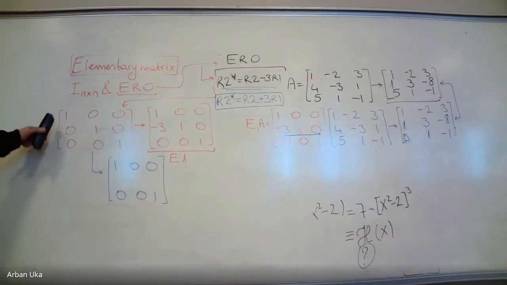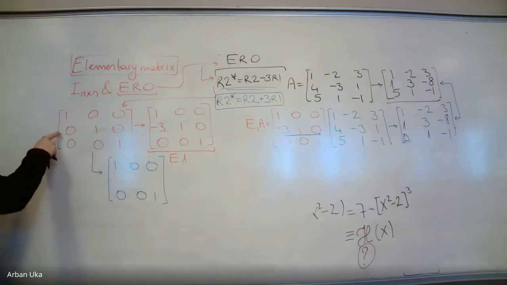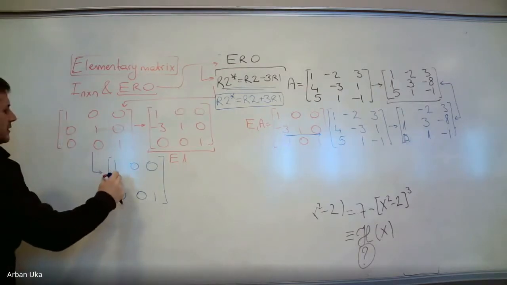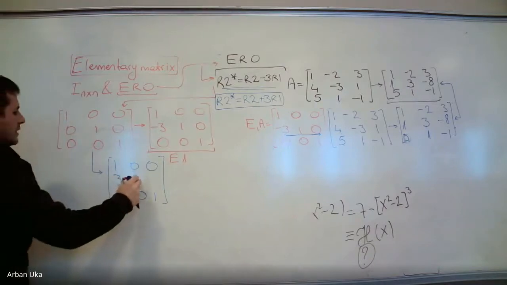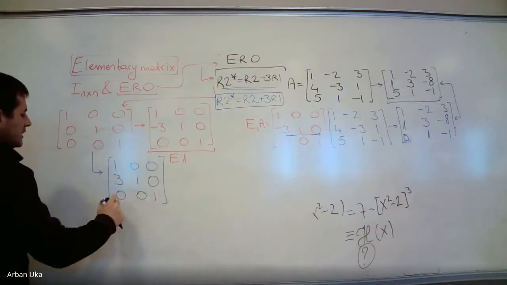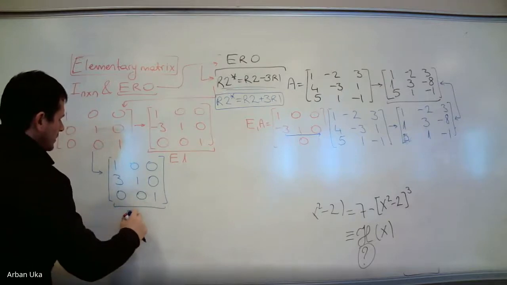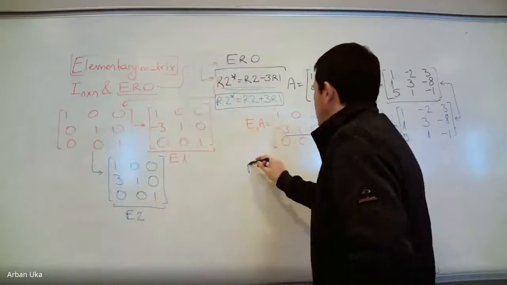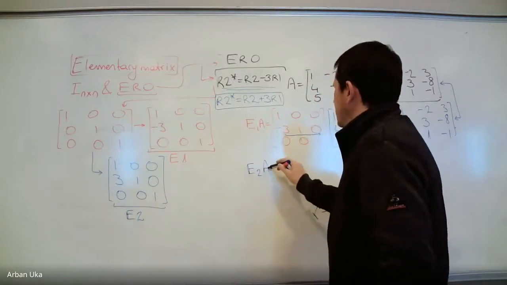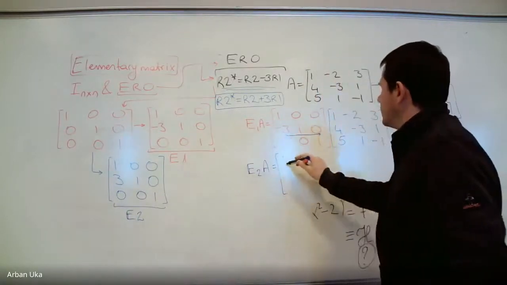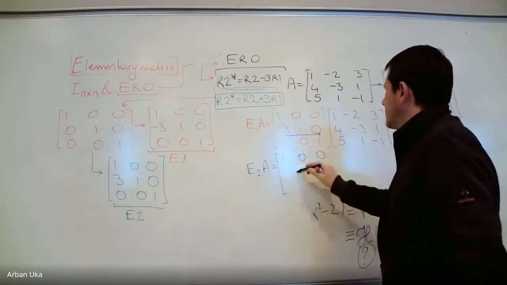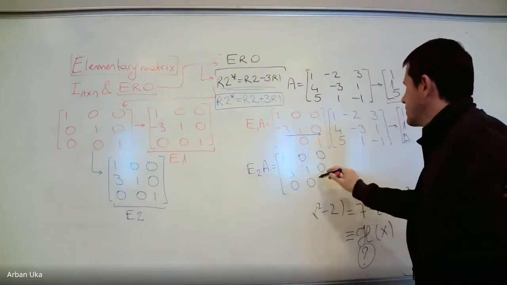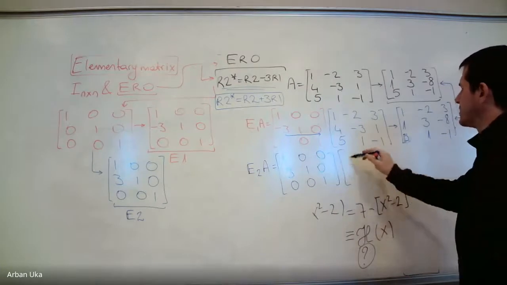But then, what do we get here? We get 0 plus 3 times 1, right? This is 3, 1, 0. So let this one be E2. Okay? And then, let's find what is E2 times A. This would be equal to 1, 0, 0, 3, 1, 0, 0, 0, 1 times the same matrix.